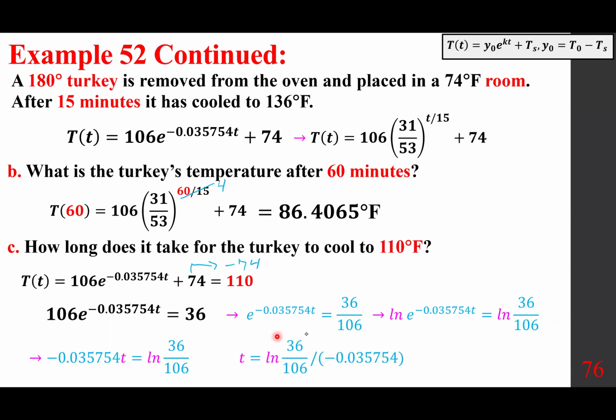By the way, this number is negative because it's less than 1. And when you put it into a calculator, it gives you 30.2, about 30 minutes. Again, it depends on how they want you to answer it and how many decimals.